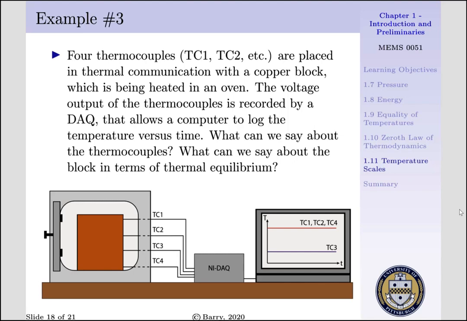TC3 is not. But since all thermocouples are in communication with a block of copper that has a pretty high thermal conductivity, we'd assume they should all exist at the same temperature. We can surmise that our third thermocouple is not working correctly. We can reasonably assume that our block is in thermal equilibrium. That is, our temperature is uniform throughout, for we have statistical significance of 3 thermocouples reading the same temperature.